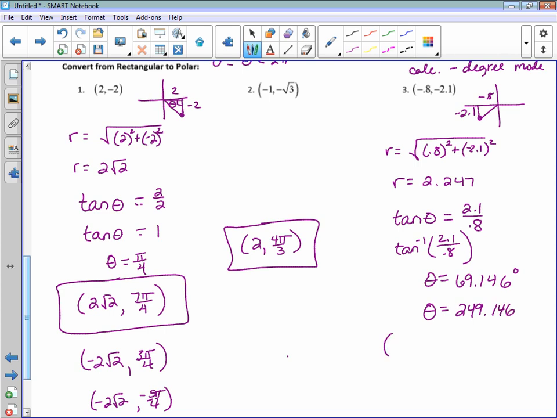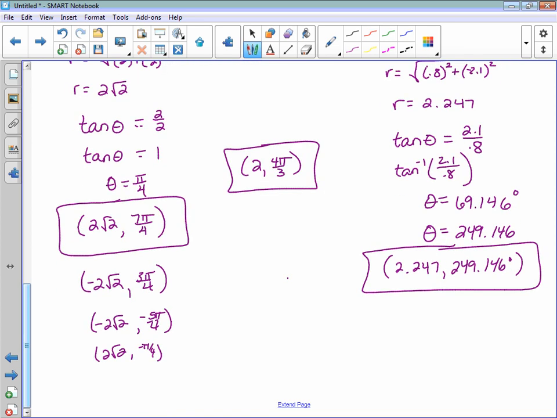So your coordinate for polar is 2.247, 249.146 degrees. So if it were in radians, what would you be adding or subtracting from? Pi. You could use pi, you could use 2 pi if you need to. Okay? You guys need another one of those, or does that make sense? You want one more? Do one more.